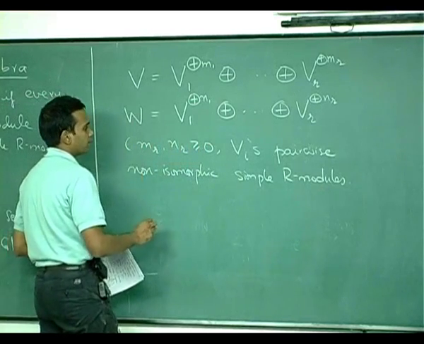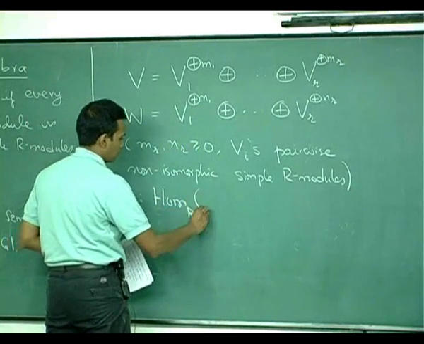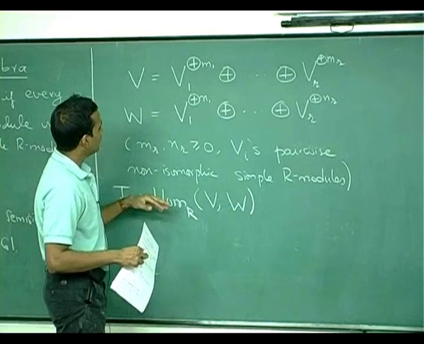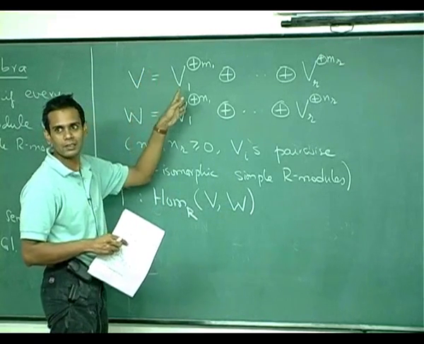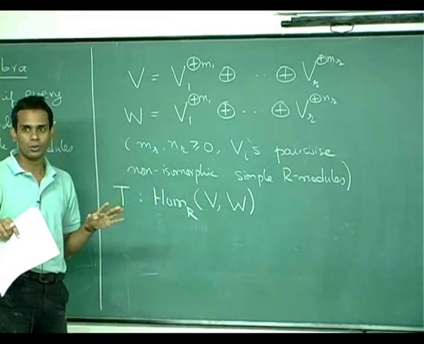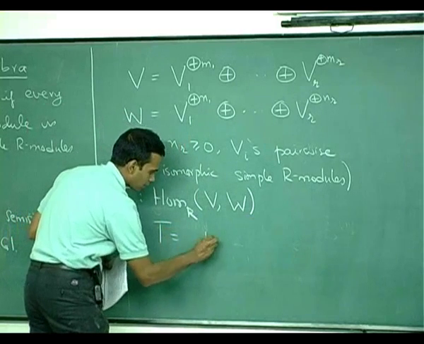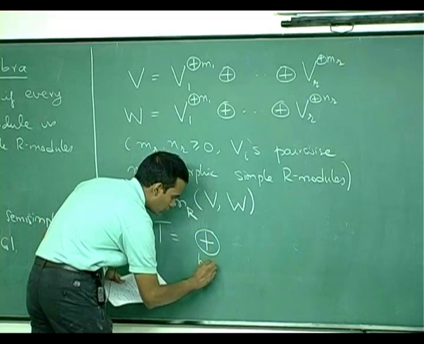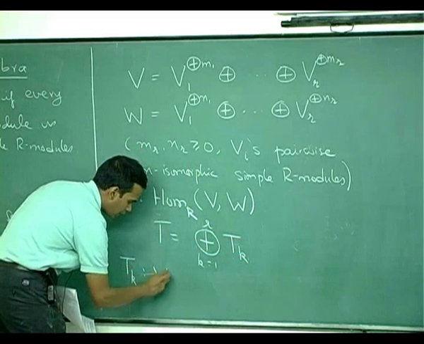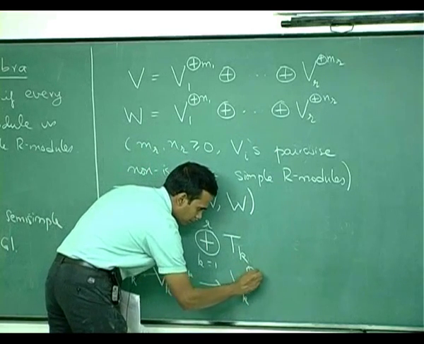Okay, suppose I have a homomorphism T, an R homomorphism. Then I can break it up into its pieces going from each summand here to each summand here. And because Schur's lemma tells us that either two simples are isomorphic or there are no homomorphisms between them, I can write T as the sum over k from 1 to R of Tk, where Tk goes from Vk direct sum Mk to Vk direct sum Nk.